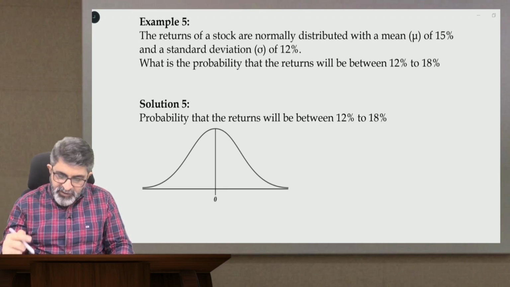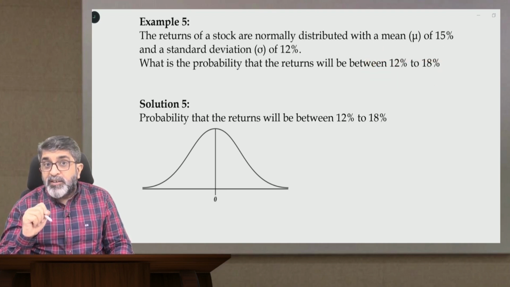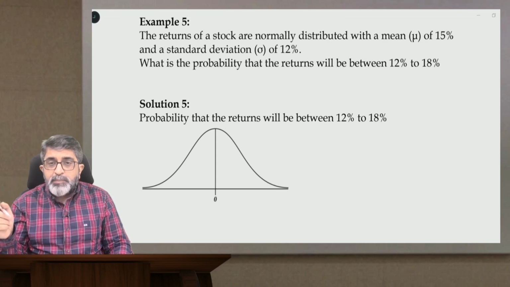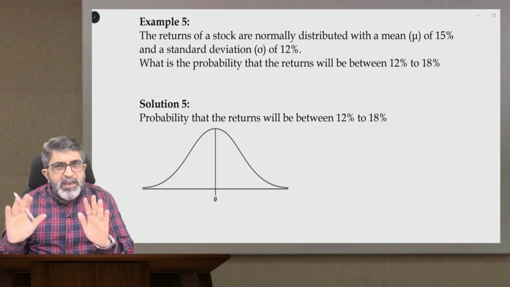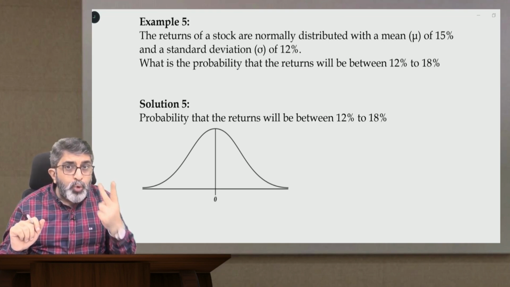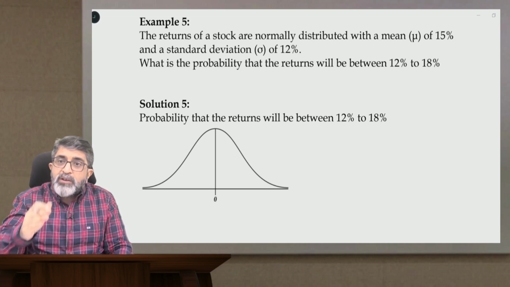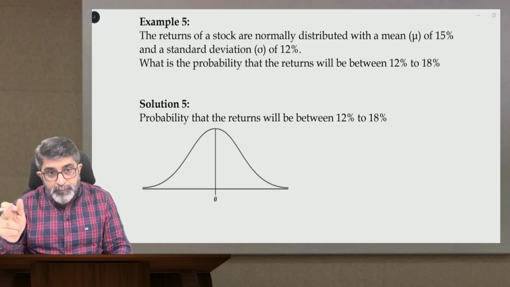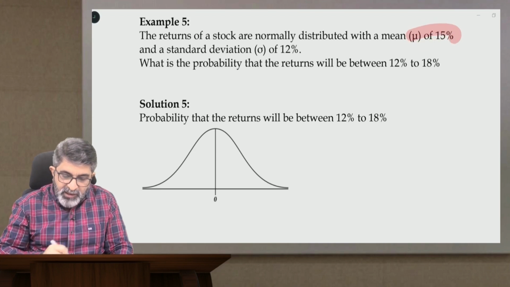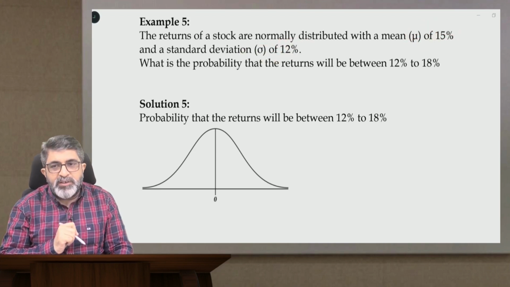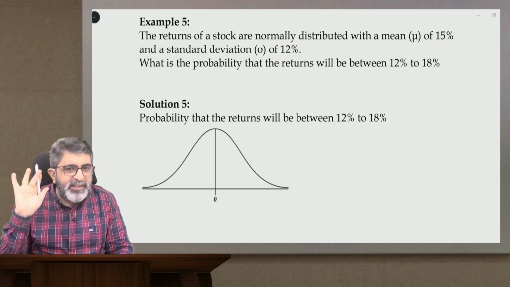Now use your common sense. How many z values you are going to compute if you want to find the returns between 12% and 18%? You want to find the probability of returns between 12 and 18%. Can we agree that you are supposed to compute two different z values? One where the x will be 12 and one where the x will be 18, because mu is defined 15% and sigma is defined 12%. And how do you compute Z? It is x minus mu divided by sigma.